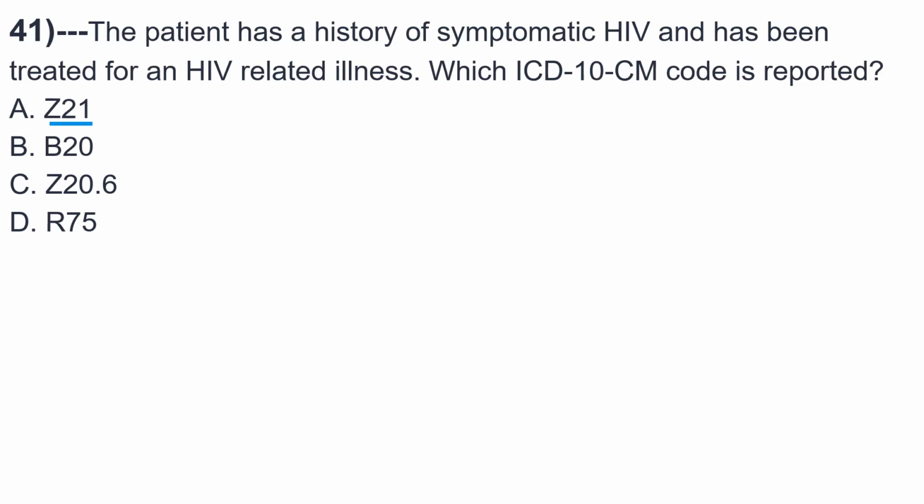So let us understand these guidelines by answering certain questions. The patient has a history of symptomatic HIV and has been treated for an HIV related illness. Which ICD-10-CM code is reported? Now you will see all these codes. Z21 is asymptomatic, B20 is AIDS, Z20.6 is one more code, and R75 is inconclusive. Now here the patient has a history of symptomatic HIV. That means a symptom has developed. That means he is an AIDS patient. So the correct answer will be answer B.